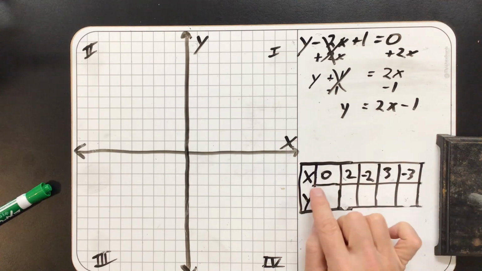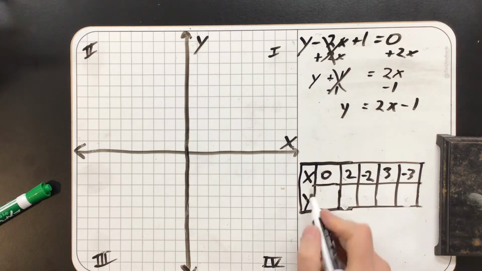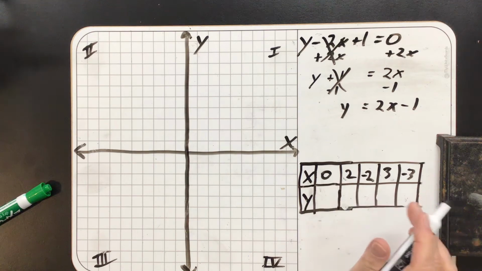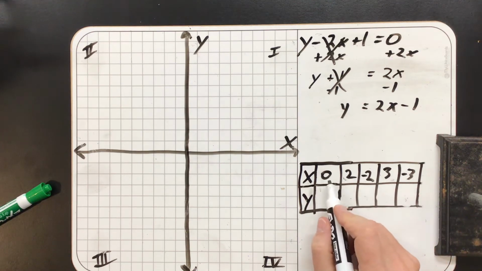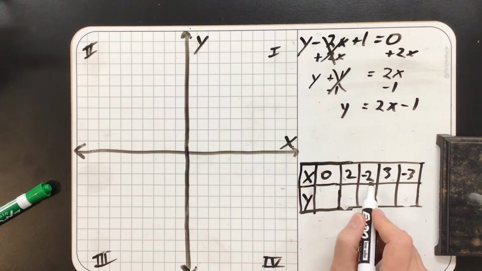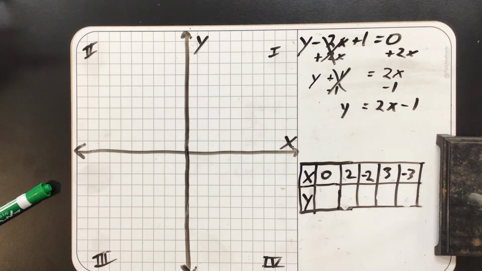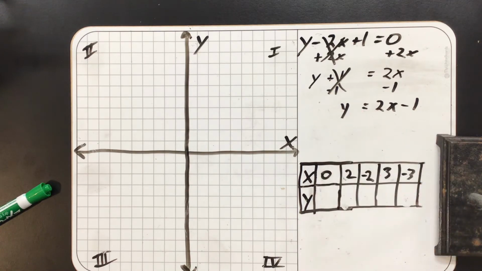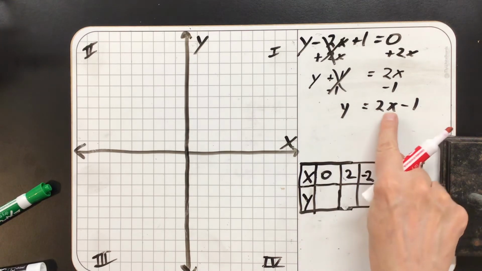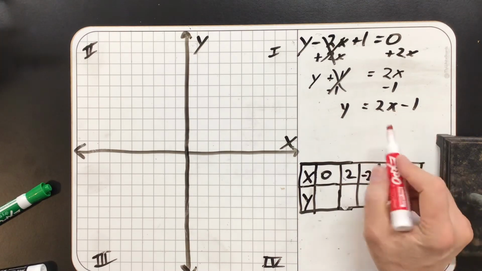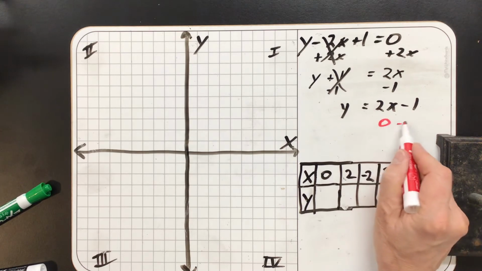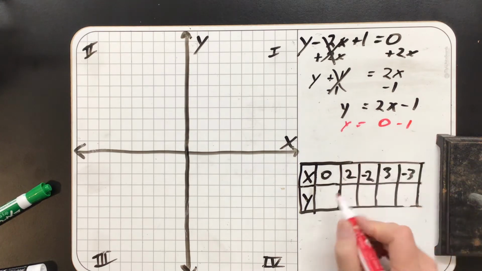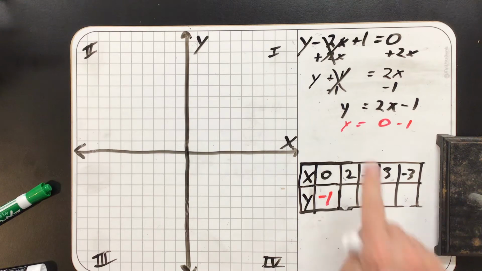So I'm just going to set some values for x. You can really choose any values you want. I just chose 0, 2, negative 2, 3, and negative 3. Instead of x, I'm going to put these actual values into the equation and see what y equals. So if x is 0, 2 times 0 is 0, that means this is 0 minus 1. So y equals 0 minus 1, or negative 1.